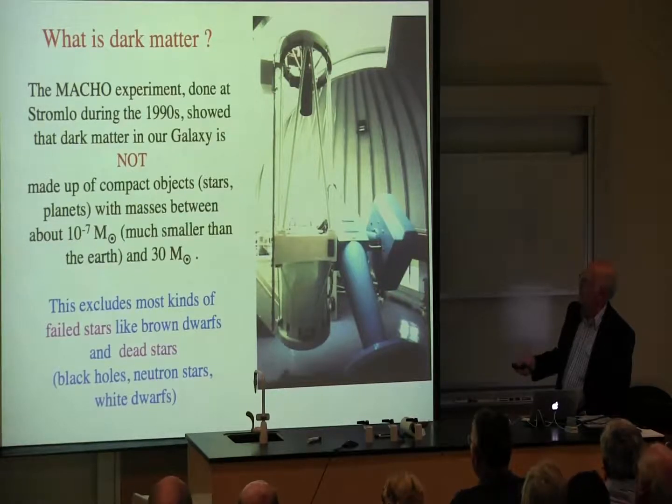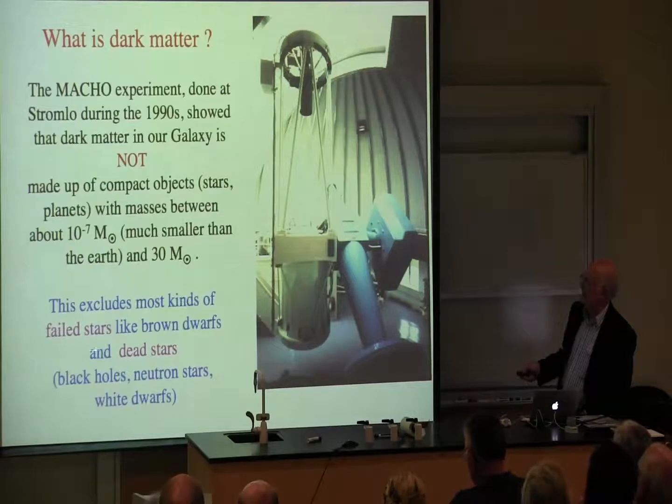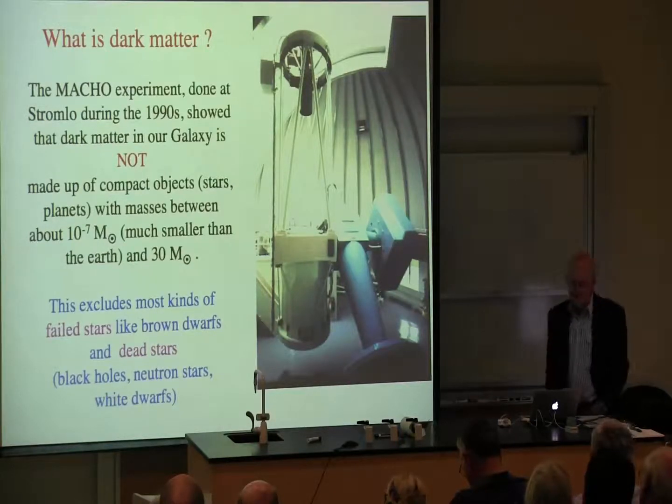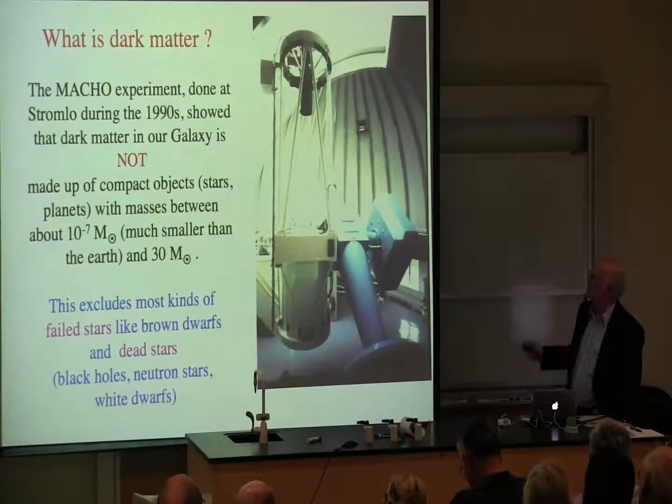And that's quite an important range because it excludes almost all of the ordinary matter candidates for dark matter: failed stars like brown dwarfs, and dead stars like black holes, neutron stars, and white dwarfs. So that was quite a dramatic discovery, although it was a bit disappointing. We didn't find what we were looking for, but we were able to say, well, whatever dark matter is, it's not in the form of ordinary matter.